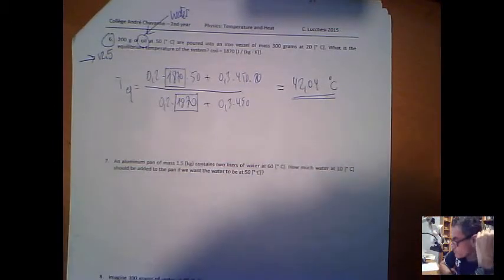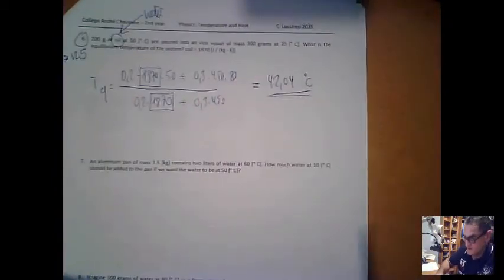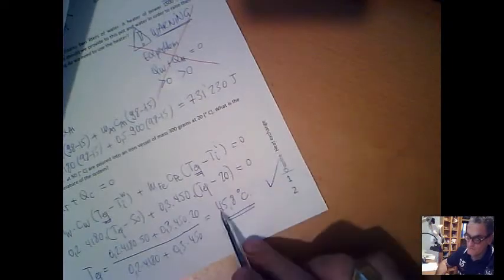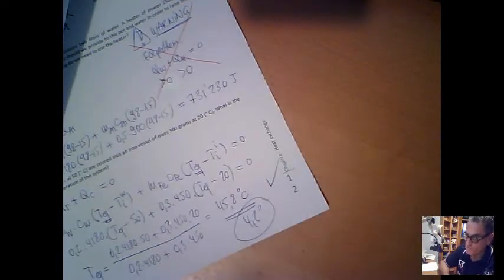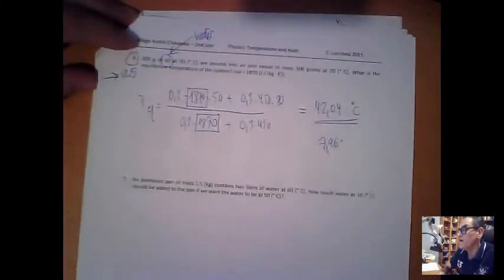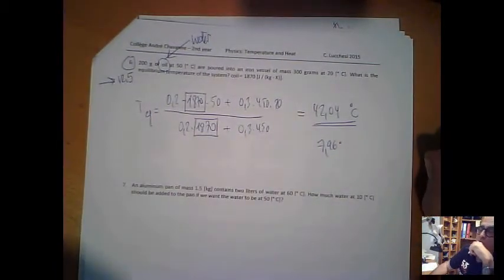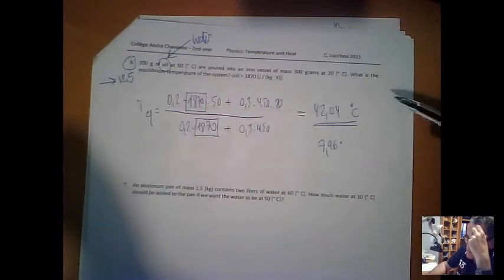Okay, 42.04. You see that in the previous exercise, the temperature of the water was going down by 4.2 degrees. Okay, here the temperature of the oil is going down by 7.96 degrees, so about the double. Do you think it's correct? How do you understand that?